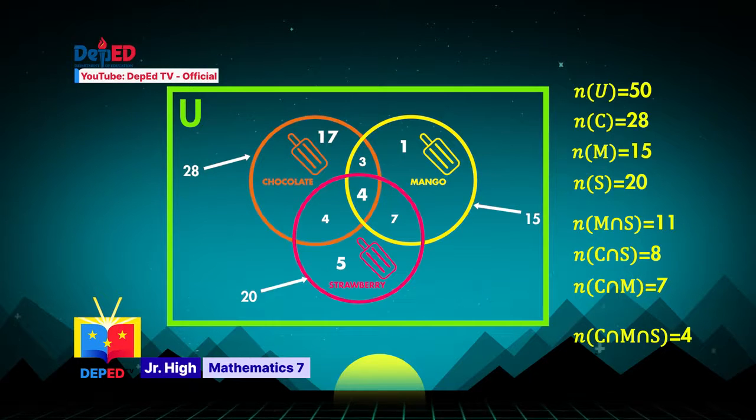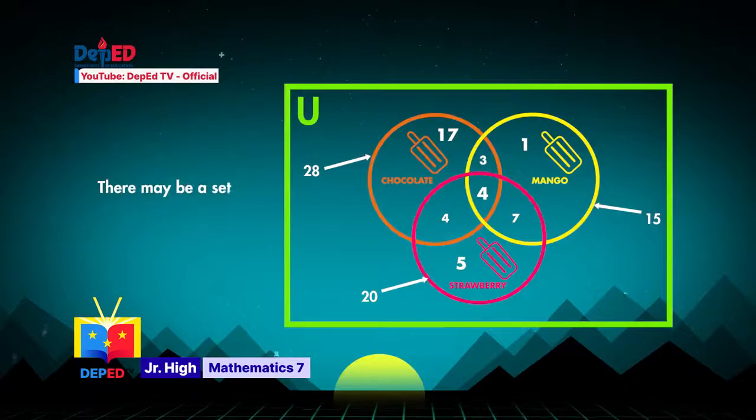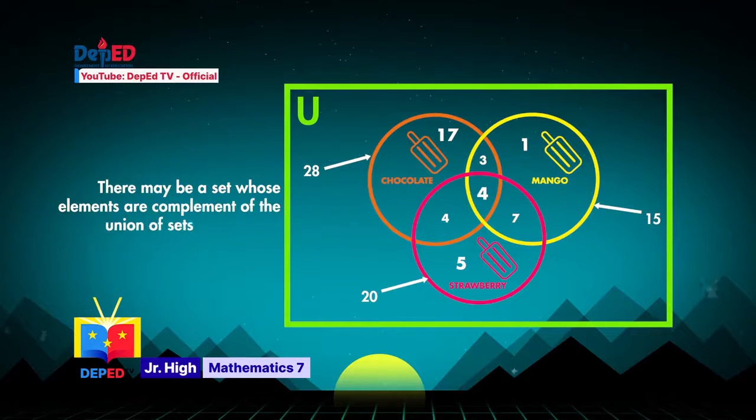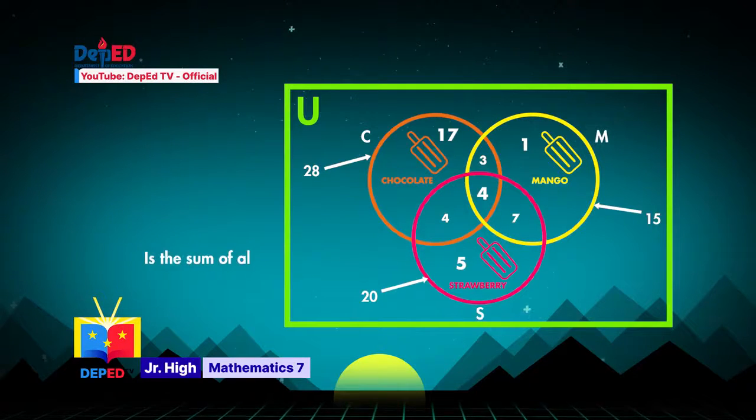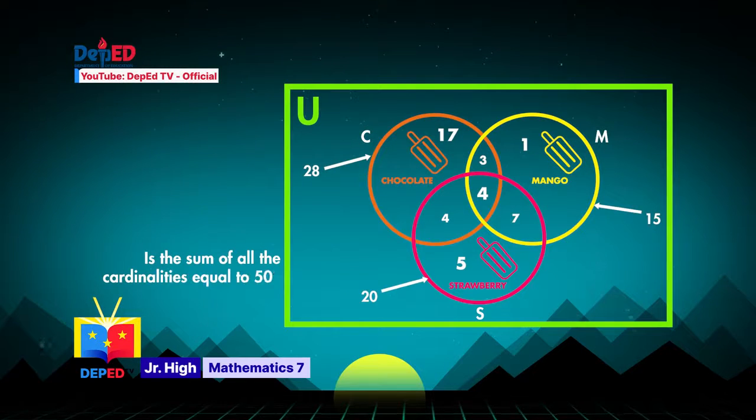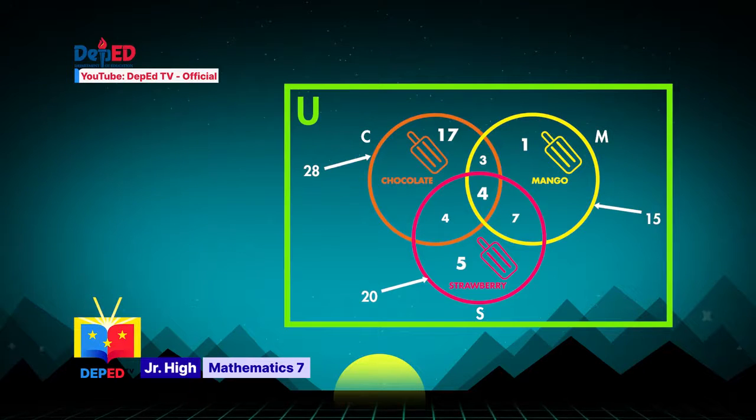Correct! We are implying with a rectangle enclosing these circles that some elements of the universal set may not be found in the set for C union M union S. It figures, right? Because adding all the numbers in the circle will not give us a total of 50. Will you add all the cardinal numbers in the set?